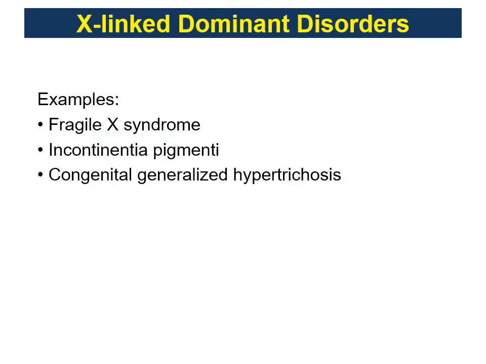Here are some examples of X-linked dominant disorders, such as Fragile X syndrome, incontinentia pigmenti, and congenital generalized hypertrichosis. In the next few slides, I will present some examples of X-linked dominant disorders.